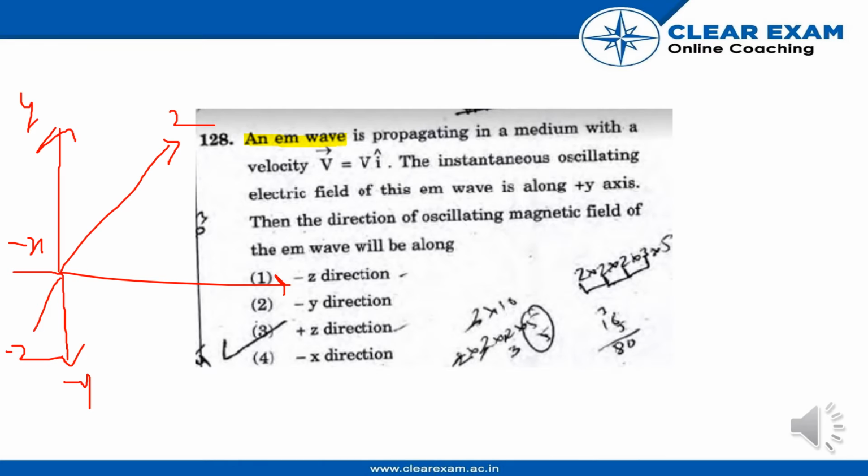So here it is given that this is the direction equal to v, that is v into i vector. So a vector could have three directions. Now the instantaneous oscillation of the electric field of the EM wave is along the y-axis. So currently the oscillation is along the y-axis. It is asking us the direction of the oscillating magnetic field. If the oscillation is along the y-axis, then what will be the direction of the magnetic field? So I hope the question is clear to everyone.